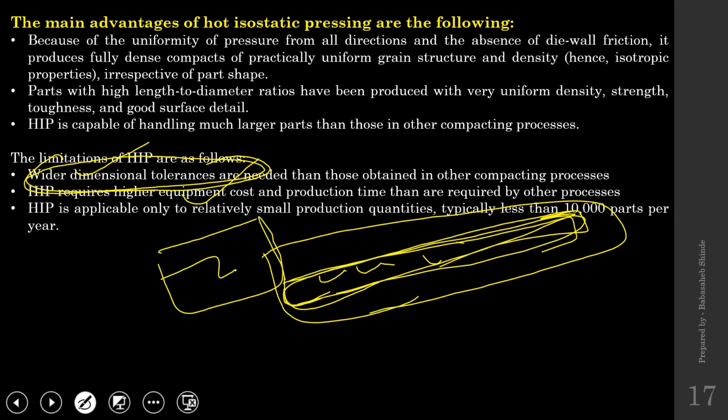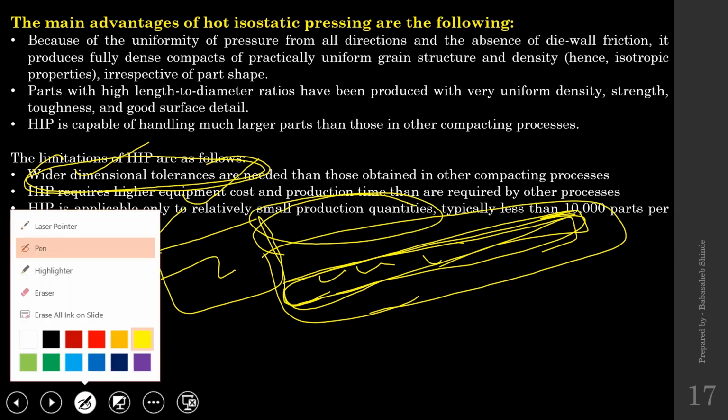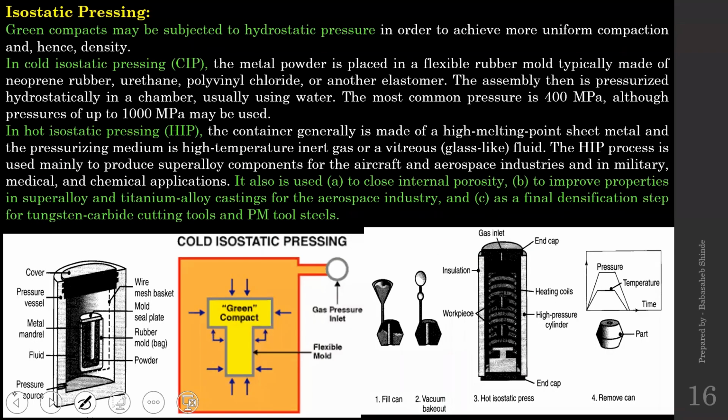And the last one is, as the process is quite slower, small production quantities are usually preferred. When a large production requirement is there, usually this technique will be avoided because its production rate is quite low compared to other compacting techniques. So this is all about isostatic pressing, that is the first compacting technique.